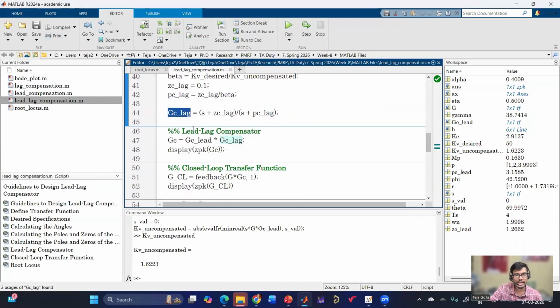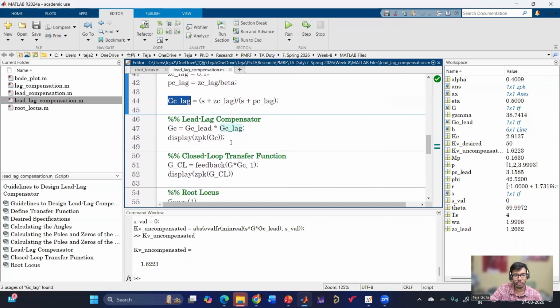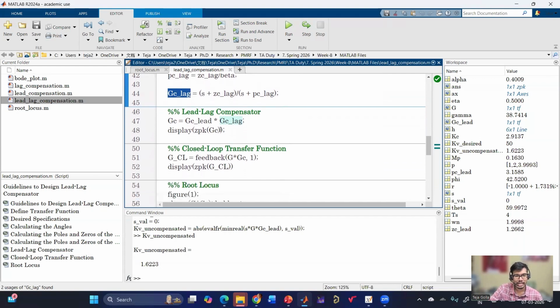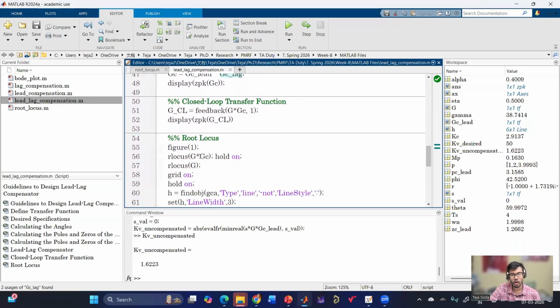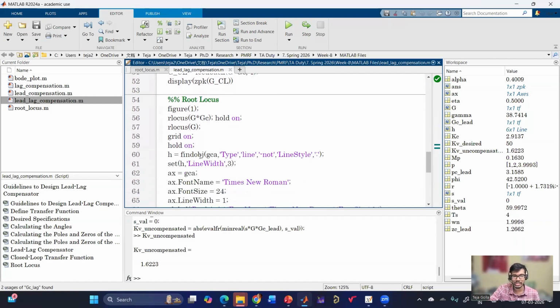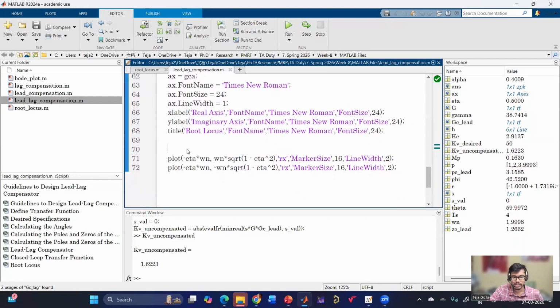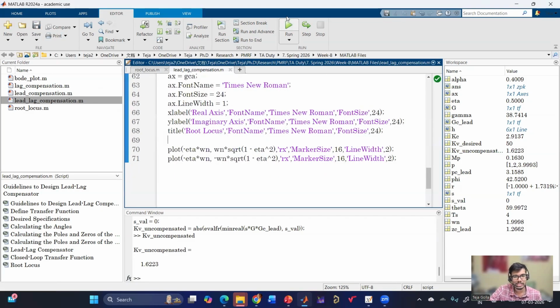So now the overall lead-lag compensator is GC lead into GC lag, because it is a lag-lead compensator. And then I can display GC, and after that I can also display the closed loop. And as I have said, I will be plotting the root locus, seeing the original root locus and the final root locus, and it should pass through these 2 points. So let us run.